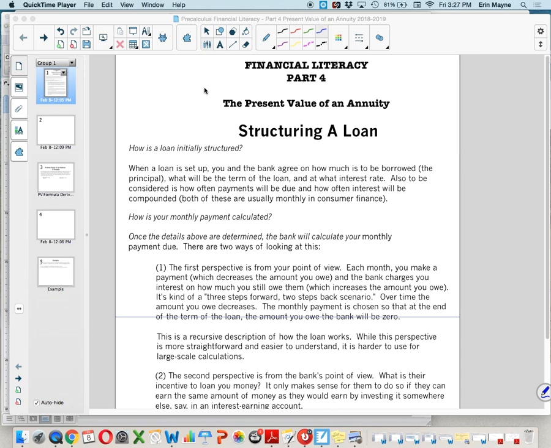Okay, so we're going to pick up where we left off on Friday with this idea of how equal periodic payments can be used to not only build towards an investment, but also to pay off a loan. I'm going to encourage you on your own to pause the video, take a minute right here and read through how a loan is initially structured, how monthly payments are calculated. And then once you are done reading, unpause the video and go ahead and turn to the next slide.